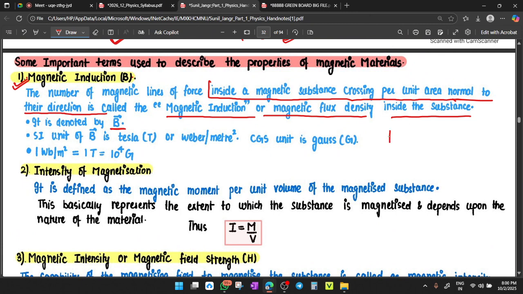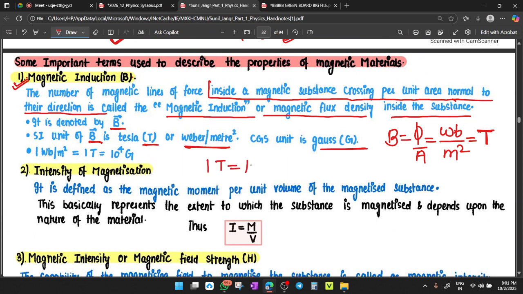Now talking about the unit, B equals Phi by A. Phi is measured in Weber, area is meter square, and Weber per meter square is called Tesla. You must have heard about Tesla coil, Tesla cars. So this is Tesla. The SI unit of magnetic induction or magnetic flux density B is Weber per meter square, and the CGS unit is Gauss. Remember, 1 Tesla equals 10,000 Gauss, or 10 to the power 4 Gauss.